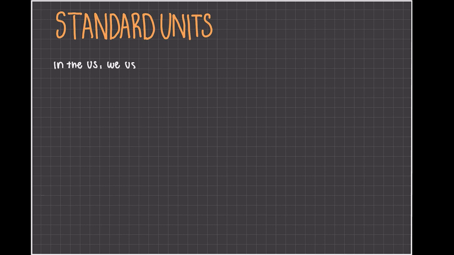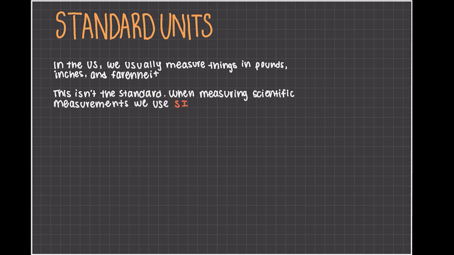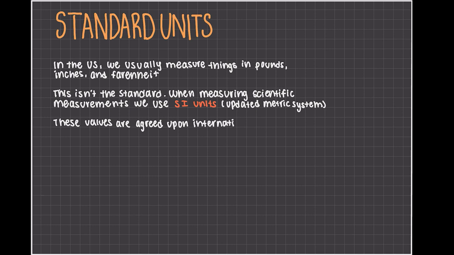In the US, we usually measure things in pounds for weight, inches for distance, and Fahrenheit for temperature. Well, this isn't the standard, and when measuring scientifically, we use what are called SI units, which is actually an updated version of the metric system. These values are agreed upon internationally and are what is used in material safety data sheets and other reported data.